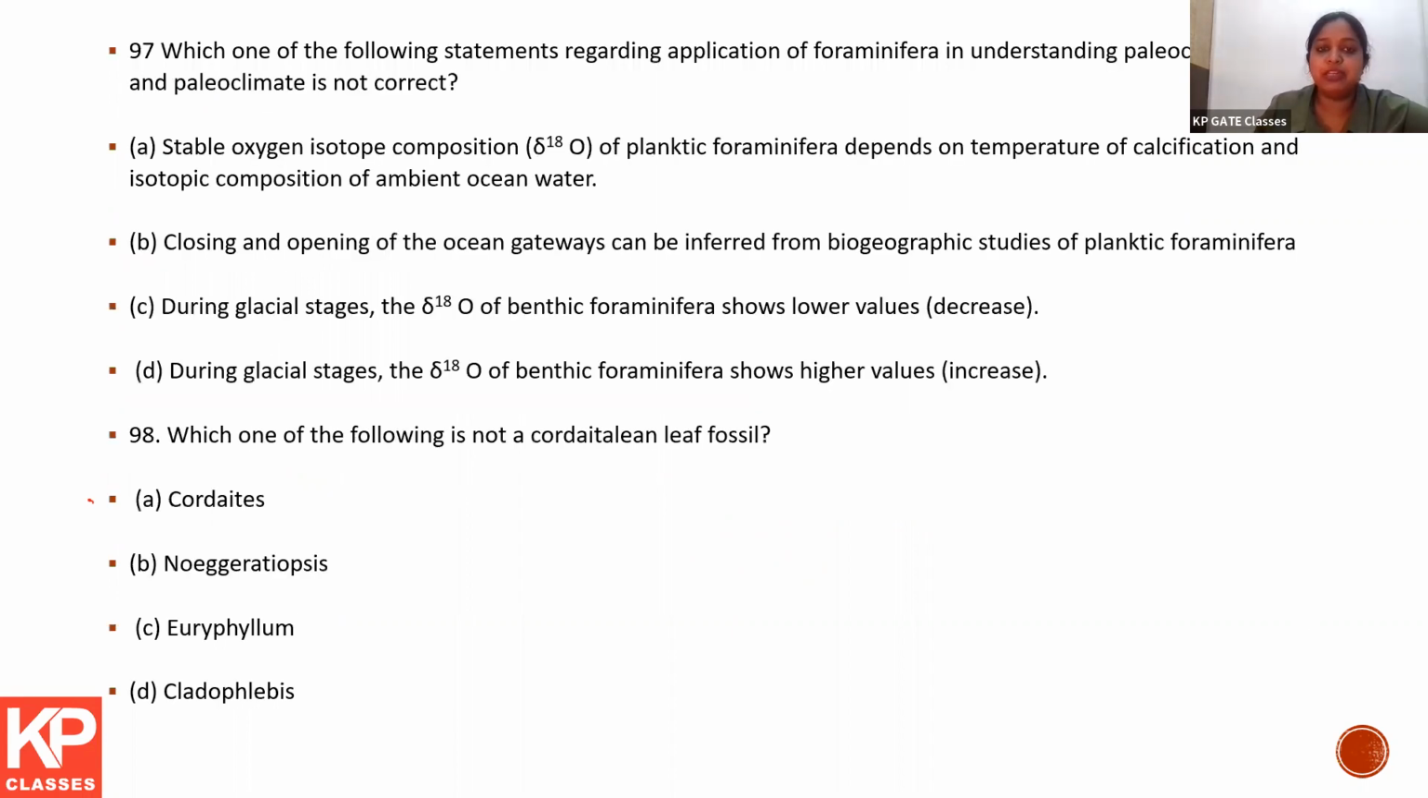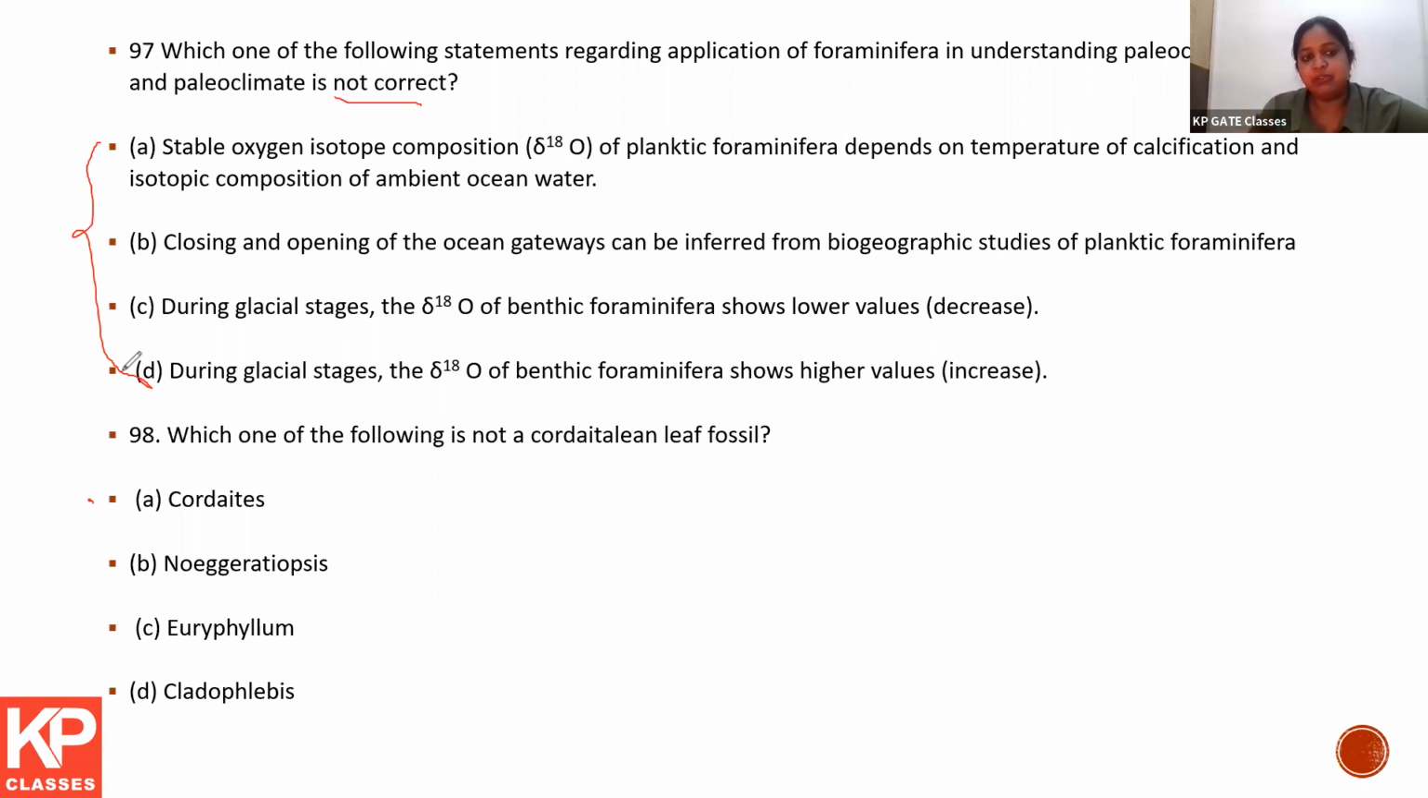Next one, which one of the following statements regarding application of foraminifera under paleoceanography and paleoclimatology is not correct? So we should find out the incorrect statement. Here actually, this is not about foraminifera, this is about the delta-18 oxygen value. So you should know how the mass fractionation of oxygen isotope takes place in the environment, in the atmospheric system, how the fractionation of delta-18 oxygen isotope happens.